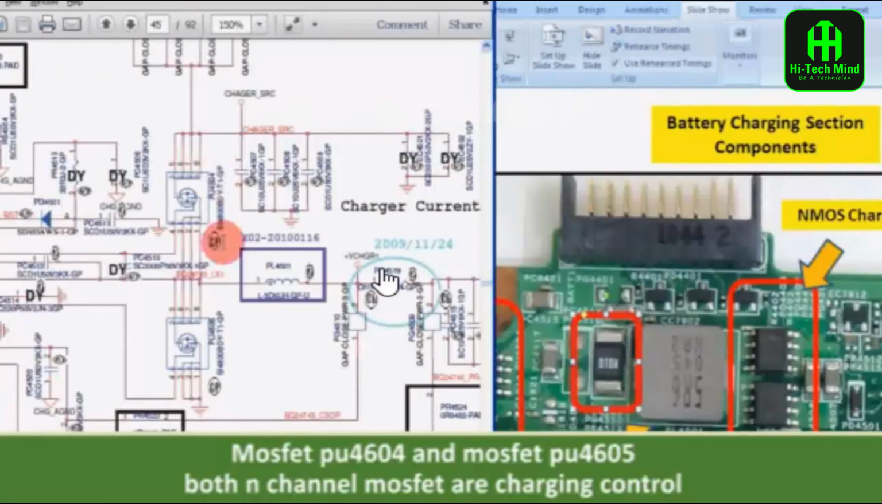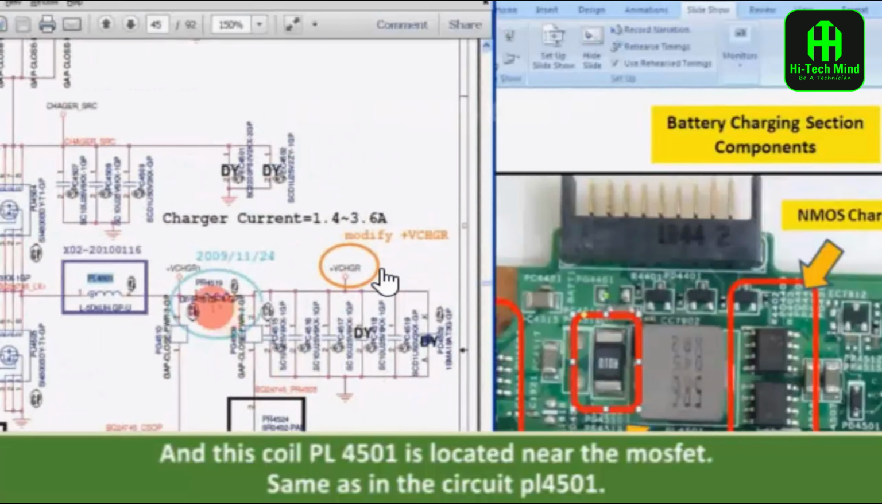PU4604 and MOSFET PU4605, both N-channel MOSFETs, are charging control. And this is inductor coil PL4501. It is located near the MOSFET. This is power resistor or battery current sense resistor PR4519.